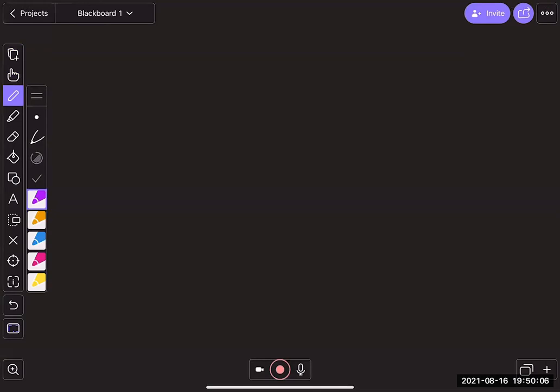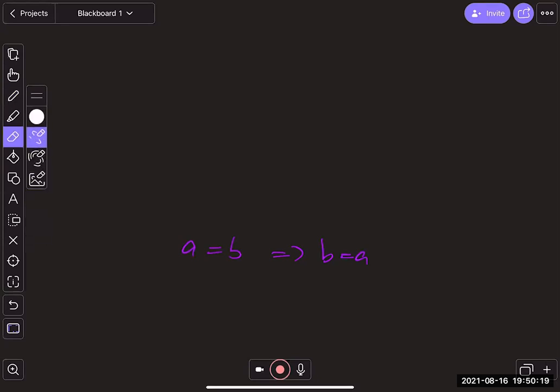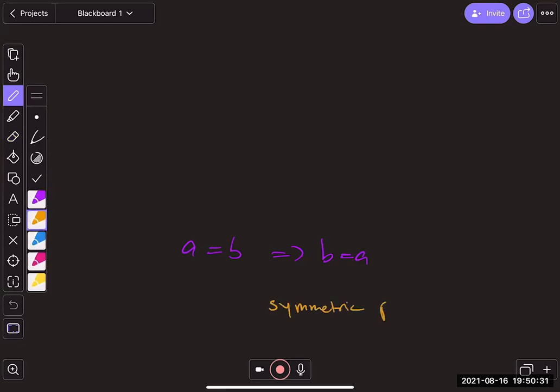Basically, it means that if A equals B, then B equals A, right? This is what we call the symmetric property of equality, right? Let's actually write that down just in case. Symmetric property. I cannot spell to save my life. All right, so this is what we call the symmetric property.